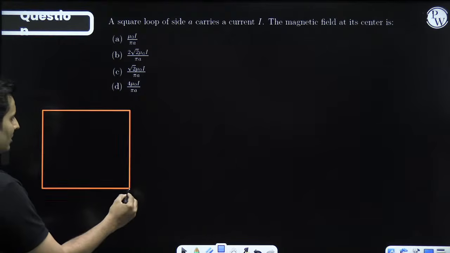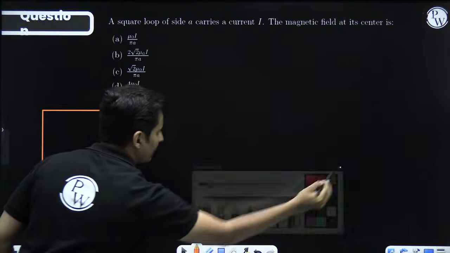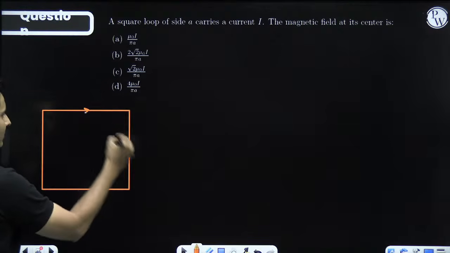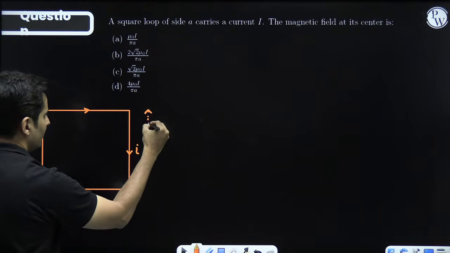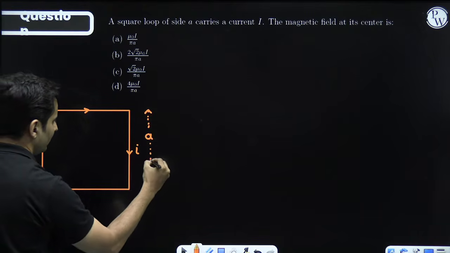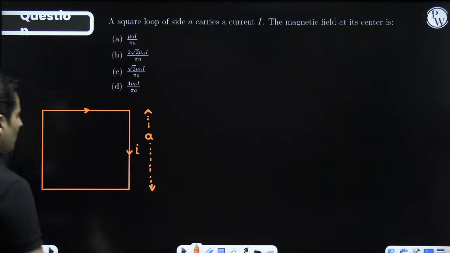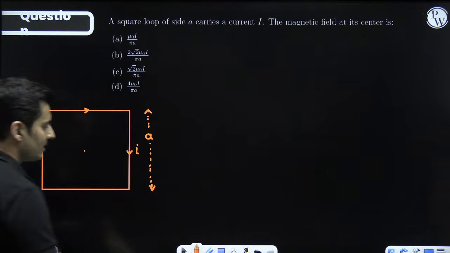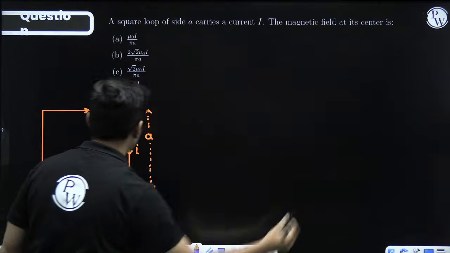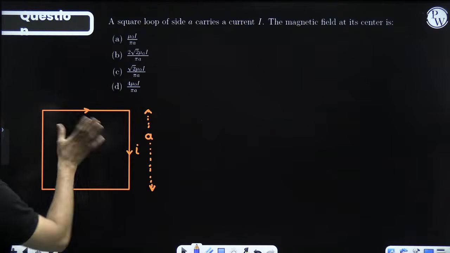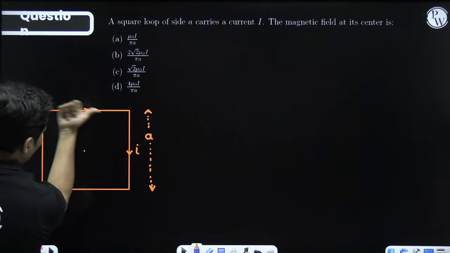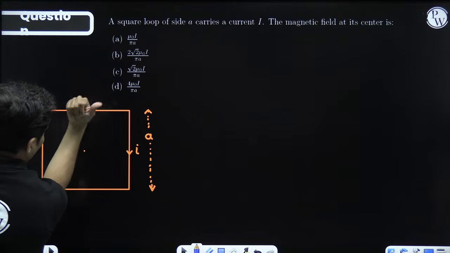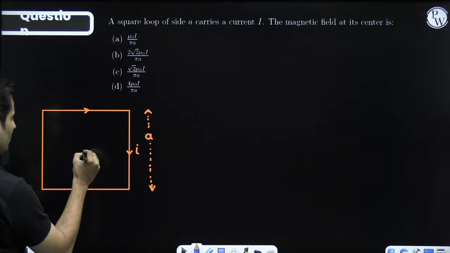This is my square loop. It is carrying some current I. The side length is given to be A. Okay. We have to figure out what is the magnetic field at the center. If you hold your thumb like this, the thumb is going right side. Fields are coming inside the loop. Okay. So maybe the magnetic field is going to be inside.